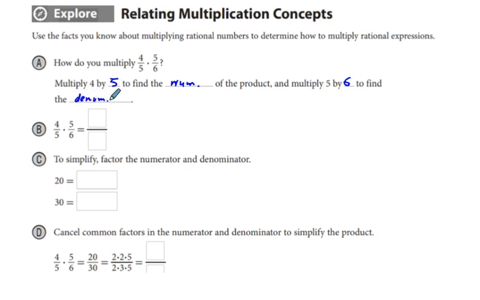I'm just going to abbreviate. So 4/5 times 5/6 is going to be 20/30. Then it says simplify, factor the numerator and denominator. We should see that 20 divided by 30 is just going to be 2/3. And that should be pretty simple.